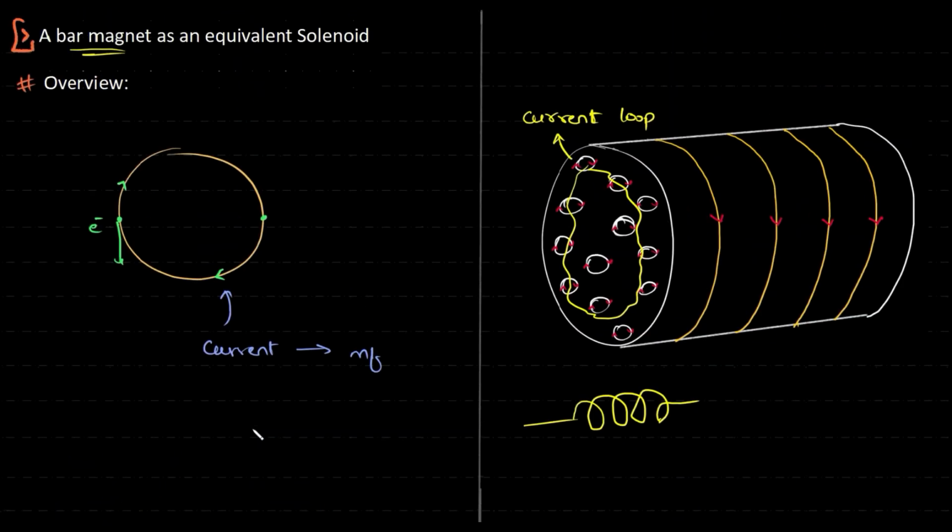Everything is made up of atoms. Atoms have electrons. Electrons are moving around. They form a current loop. Current loops within the surface will cancel each other out. As a whole, there's a surface current. And that surface current can be equated to a solenoid having current flowing through it. That's it.